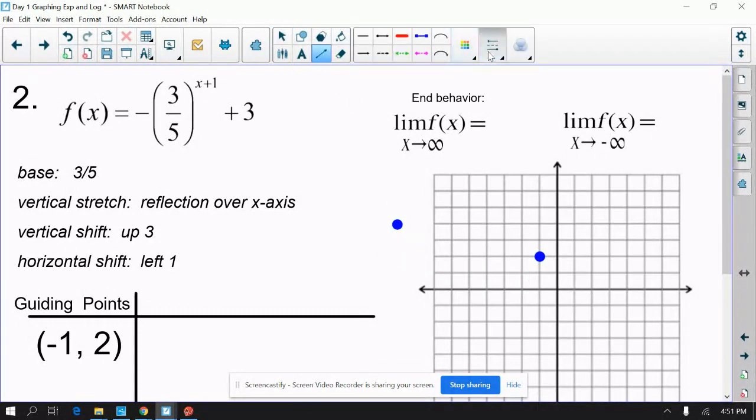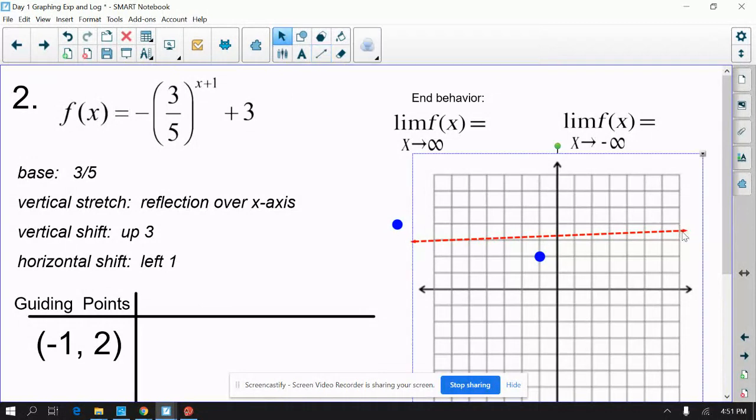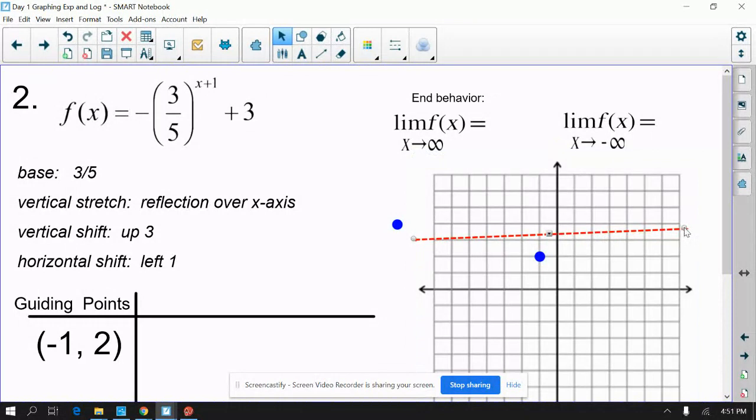I forgot my asymptote. Y equals 3. Oh. Come on. Oh. Hallelujah. All right.